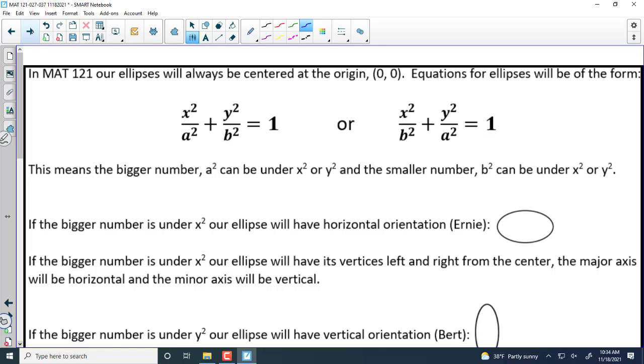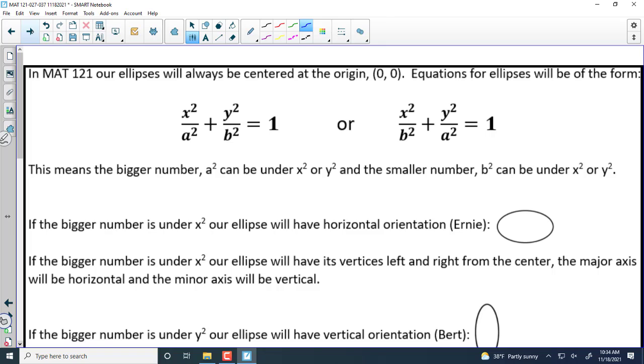And I completely forgot to write down this equation as well, which explained that the bigger number could also be under y squared. And some people got confused by that at the end of class. They were asking me, wait a minute, what's going on with this? And then I realized that was my fault, that I did not explain it well. So that's on me.